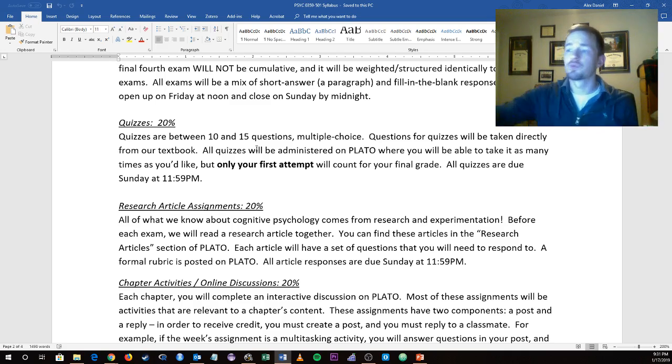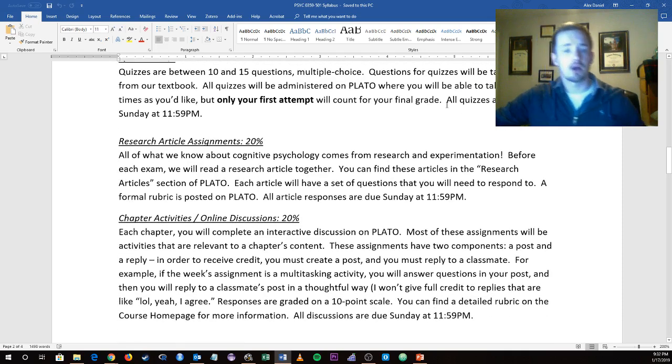The research articles are also posted on Plato. They are going to be due before the exams are due. I'll show you more about that in a minute. Basically, I'm going to give you a research article. You'll download it, you'll read it, and then there are going to be several questions that you have to write about. And there's a rubric posted online that I'll point out in just a minute.